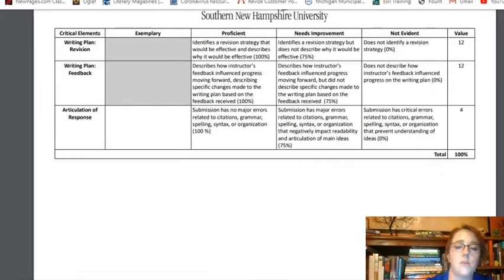Awesome. Let's talk about revision. Do you identify at least one revision strategy and describe why it would be effective? Cool. This is us thinking about future us needing to revise. What will we be doing then? Do you explore feedback either from me or from your peers or from both of us? And how you intend on using it, how you have used it, how it makes you feel, all that good stuff. And again, articulation is, are you using good grammar?